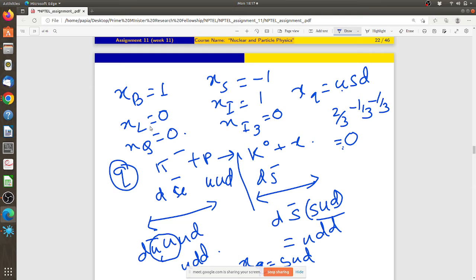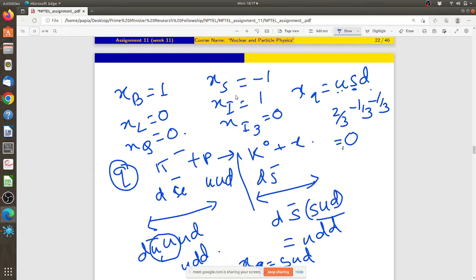And also, obviously it's a baryon, because USD means a three-quark structure is there, so that means it's a baryon number. That means XB is equal to 1, that is also correct. And obviously this is not a lepton, so that's why XL is 0, that is also correct. And XS is minus 1, it is also correct because S is there and U and D have 0 strangeness number, and S has a minus 1 strangeness number, so that means it is also correct.